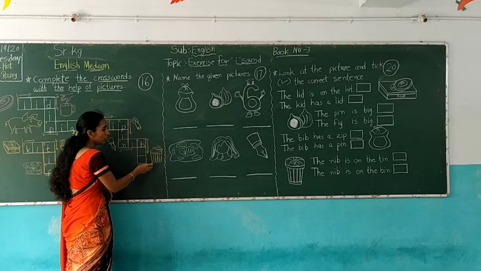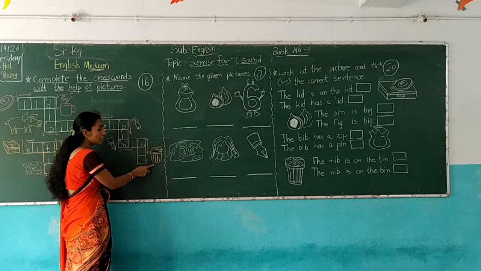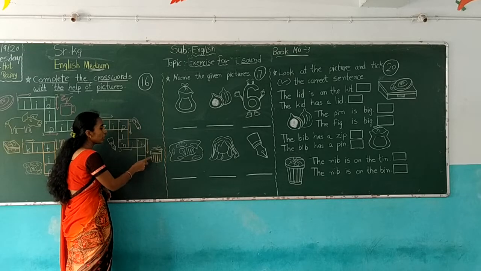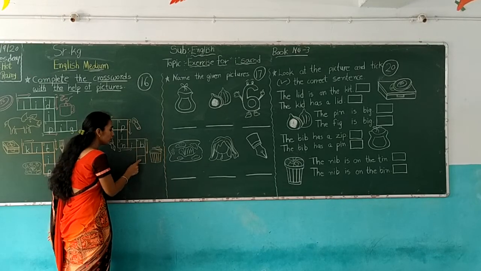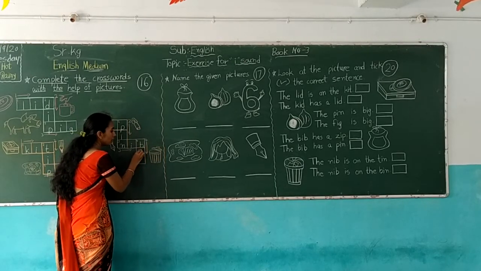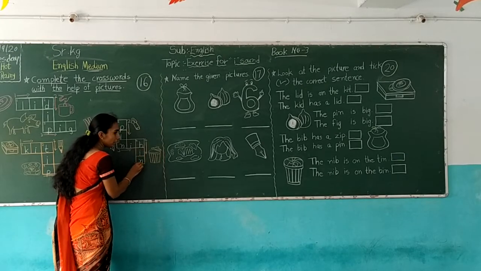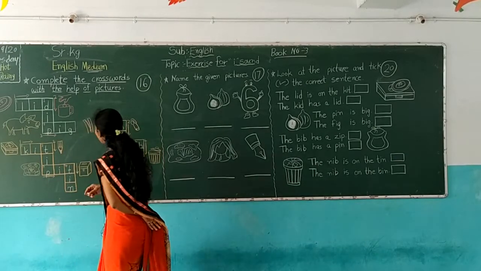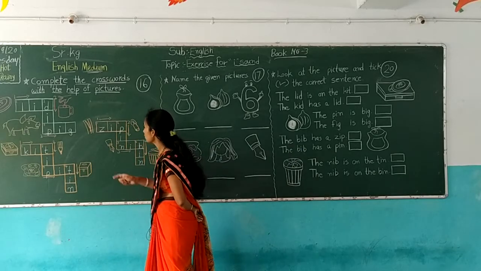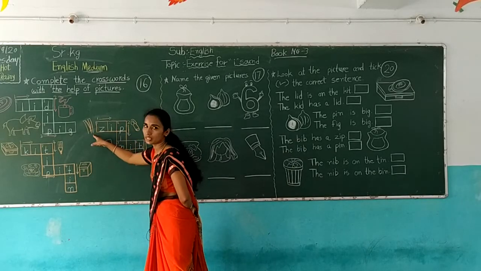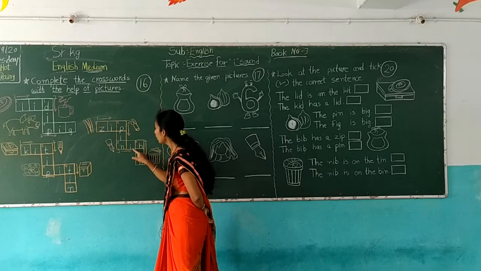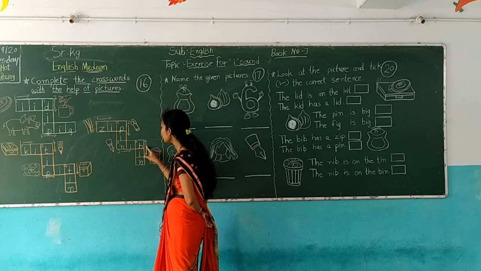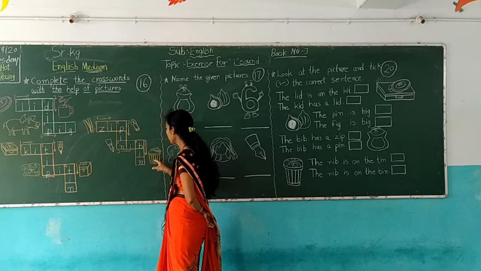Yes, very good. And here, which picture is this? Bin. Okay. Ba, in, bin. Here we write ba, in, bin. Children, repeat with me this third crossword. Za, ip, zip. Pa, in, pin. Na, ib, nib. And last, ba, in, bin.